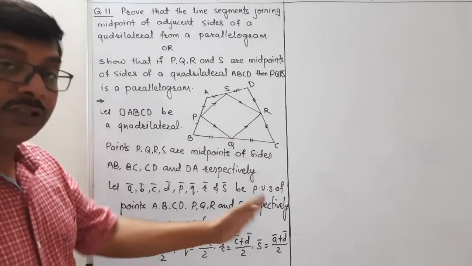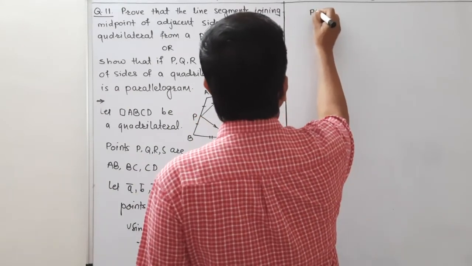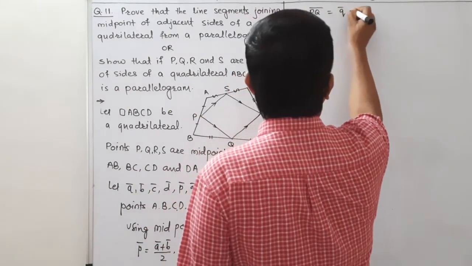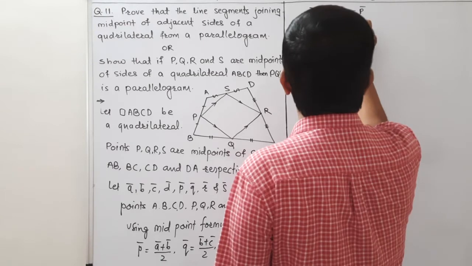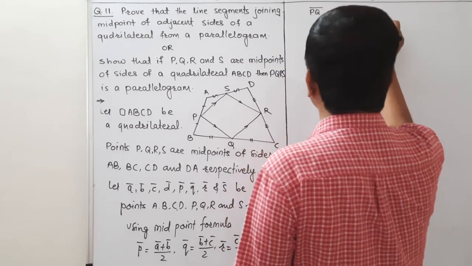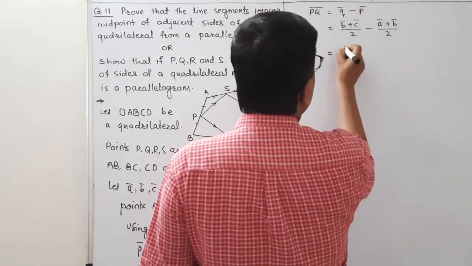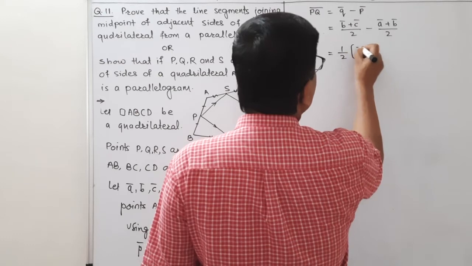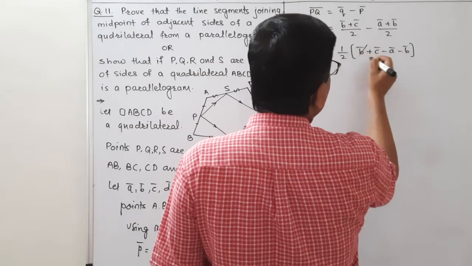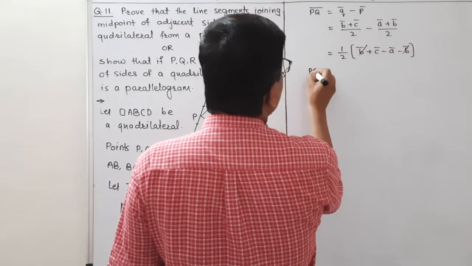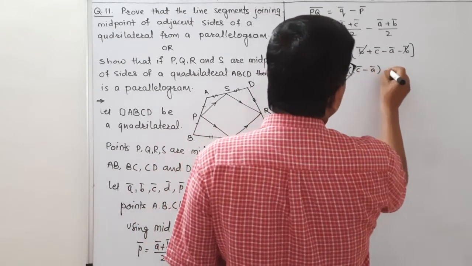After finding the position vectors of all midpoints, we will find PQ vector first. Now PQ vector is equal to Q vector minus P vector. What is Q vector? Q vector is B vector plus C vector upon 2, minus P vector, which is A vector plus B vector upon 2. That is nothing but 1 by 2 into bracket B vector plus C vector minus A vector minus B vector. Now this B vector gets cancelled, so PQ vector is half into C vector minus A vector. Call it as first.